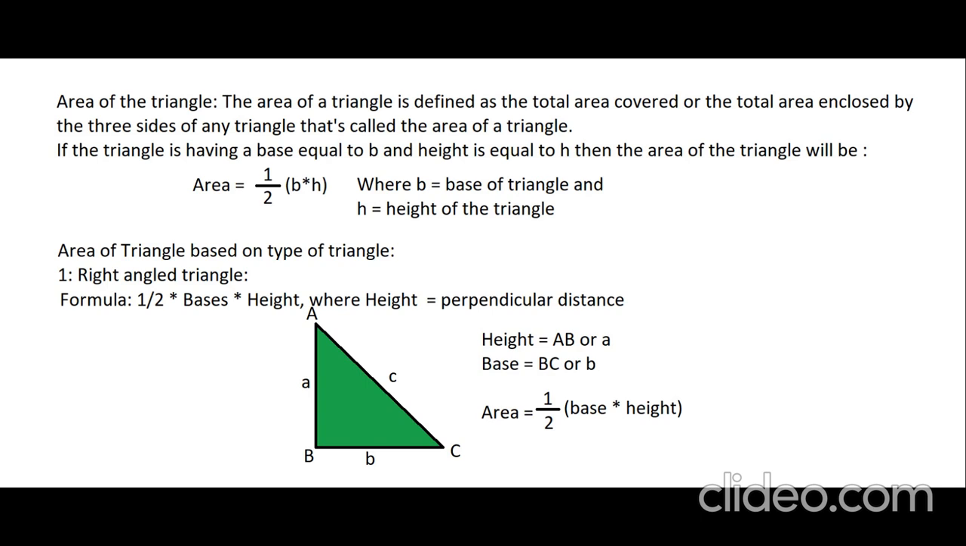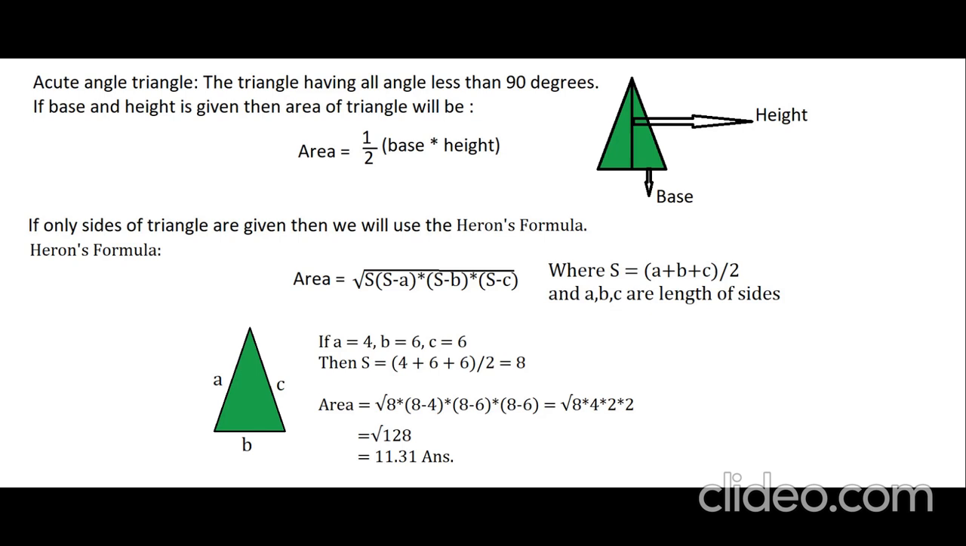First one, right angle triangle. So its area is equal to half into base into height. You can see in the figure here, this one is a right triangle. Here height AB is equal to A and base BC is equal to B. Then the area of the triangle ABC will be half into base into height.